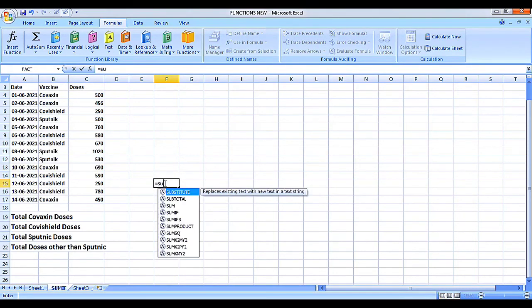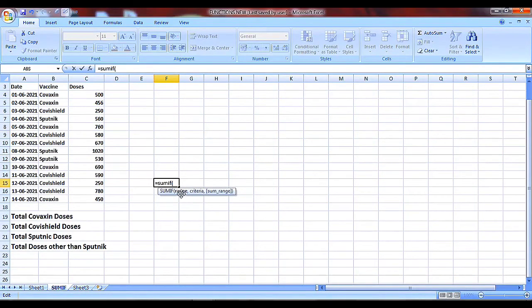The syntax of SUMIF is, here I will write the SUMIF function: SUMIF, range, criteria and then sum_range. Two arguments, that is range and criteria, are compulsory, whereas sum_range is optional. Let us see this function with some examples.